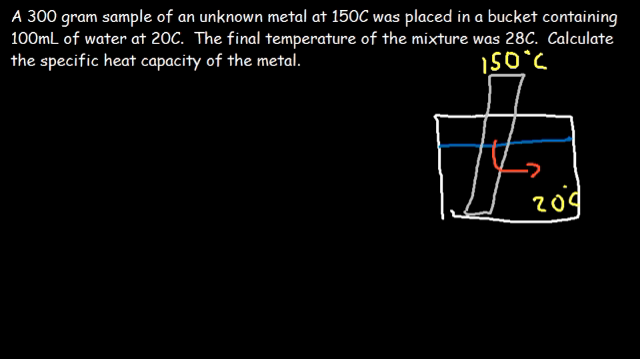So therefore, because the water is absorbing heat, let's say the water is the surroundings and the metal is the system. Because the water is absorbing heat, it's endothermic for the water. So the temperature of the water or the surroundings is going to increase from 20 to 28 because it's endothermic for the water. But for the metal, it's exothermic because the metal releases heat into the surrounding water molecules. And so the temperature of the metal is going to go down from 150 to 28.